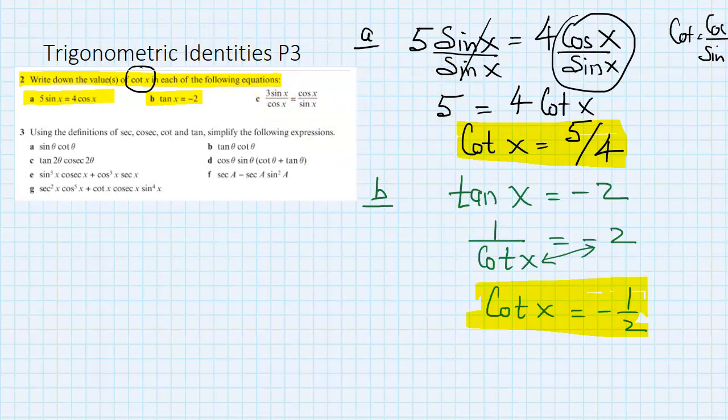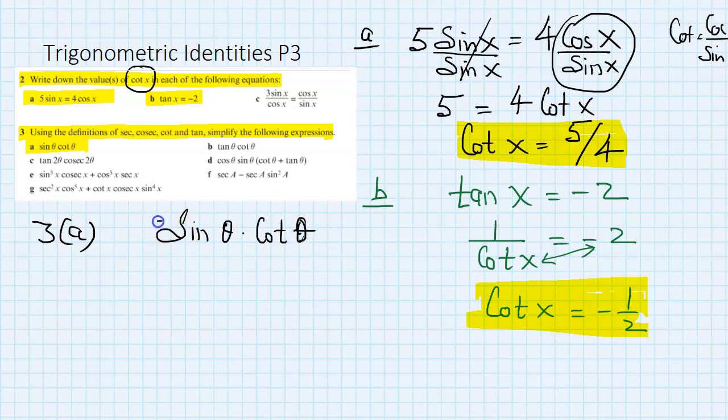Now I move to question number 3, part A. Use the definition of sec. Definition of sec is what? 1 over cos. This is 1 over sine. This is cos over sine. This is sine over cos. Simplify the following expression: sine theta, cot theta. This is sine theta and cot theta.